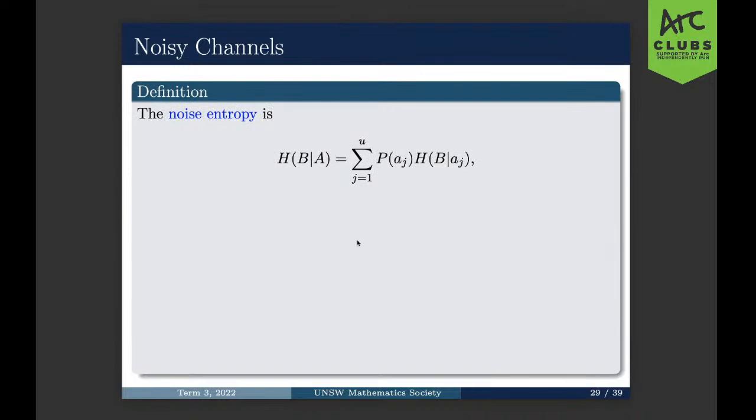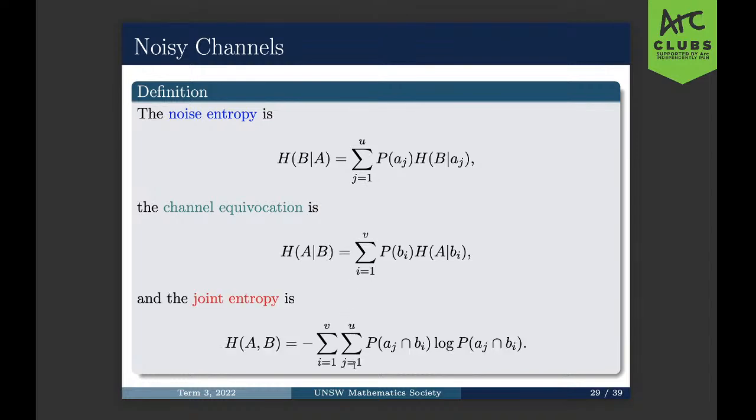There are more definitions. The noise entropy, we denote by this. It's the weighted sum of the conditional entropies of B given the AJs, for each of the AJs in the source, each of them multiplied by the probabilities of the AJs themselves as well. Channel equivocation is the other way around, just switching the variables.